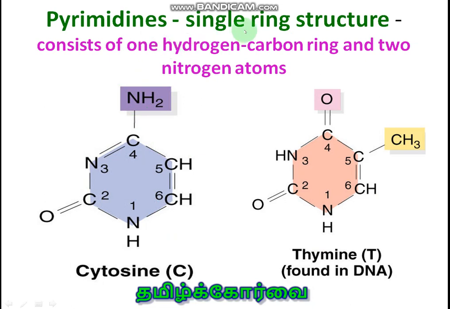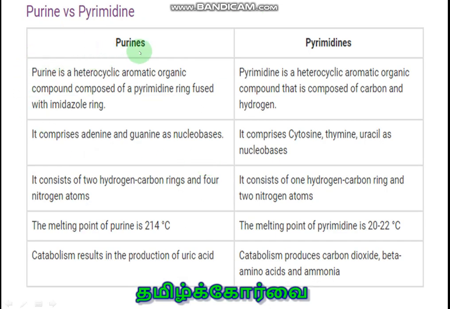Next, pyrimidines. A single ring structure consisting of one carbon-nitrogen ring, only one ring with 2 nitrogen atoms. You see here 2 nitrogen atoms in cytosine, here 2 nitrogen atoms in thymine. Next, the difference between purines and pyrimidines. Here, you see, purine consists of one pyrimidine ring and one imidazole ring, whereas pyrimidine consists of only one ring, as we have already discussed.